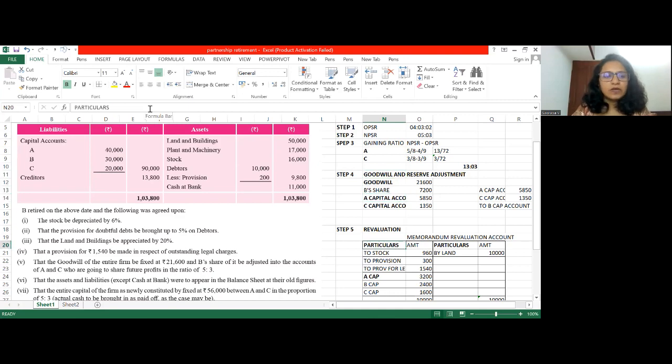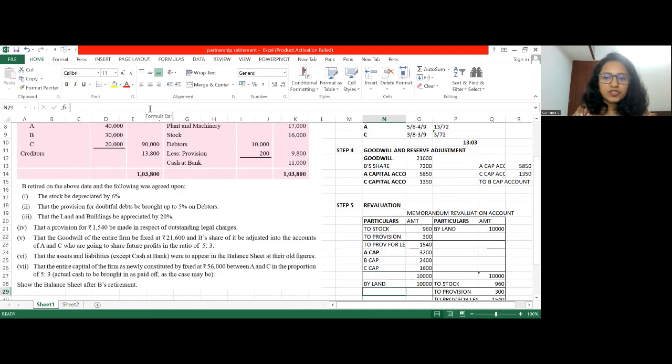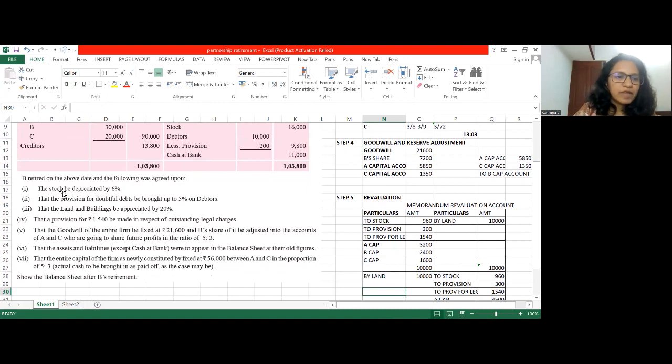Now we come to step 5, which is the revaluation account. We have the details given. Stock is depreciated by 6%. There is a provision to be created. Land is appreciated. So points 1 to 4 relate to all the revaluation entries. But you need to see point number 6 here. Assets and liabilities are to appear in the balance sheets at their old figures.